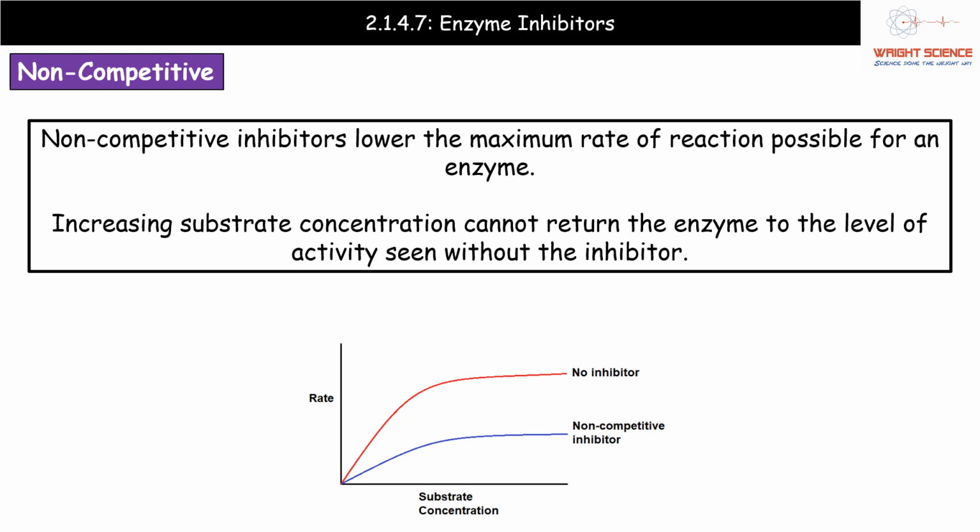What we also find is that by increasing the substrate concentration, you can see we're not able to return that rate of reaction to the same level as it was without the inhibitor, because where they're not competing for the same space on the enzyme, the active site, then increasing the substrate concentration isn't going to alter your rate, because obviously it doesn't have an impact as to whether it can bind or not in that region.